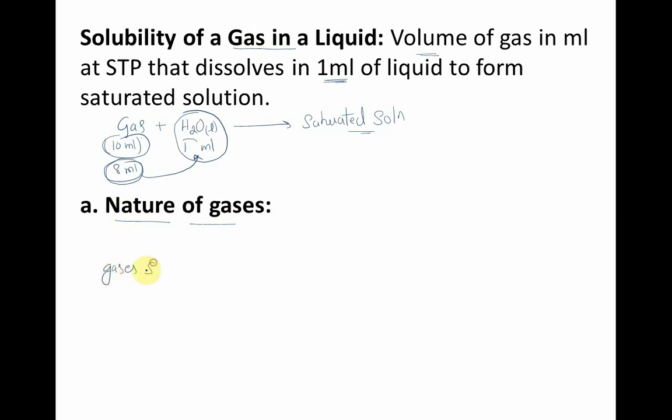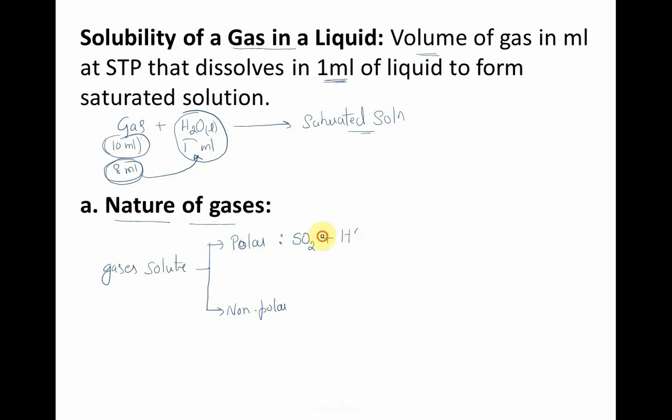If gas is a solute, there are two types of gaseous solutes: one is polar gases and another is non-polar gases. For example, sulfur dioxide. When sulfur dioxide is treated with water, it is easily soluble in water because it is involved in the formation of acid.